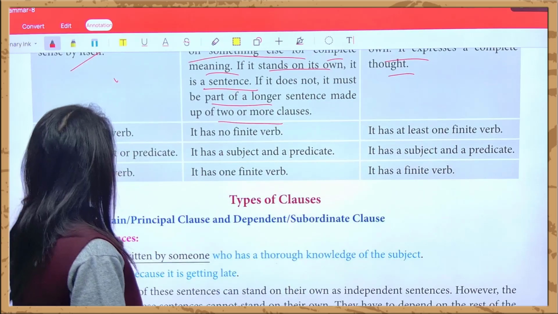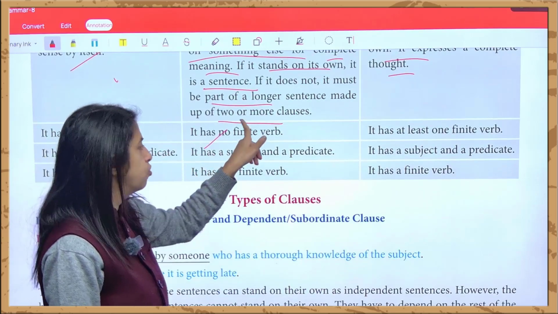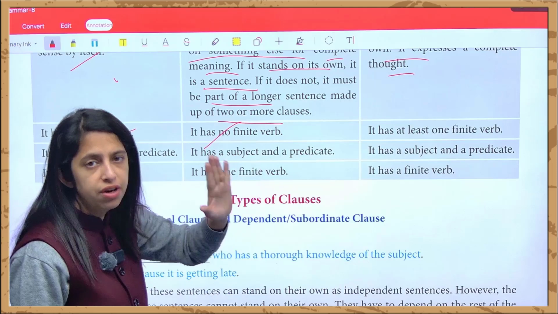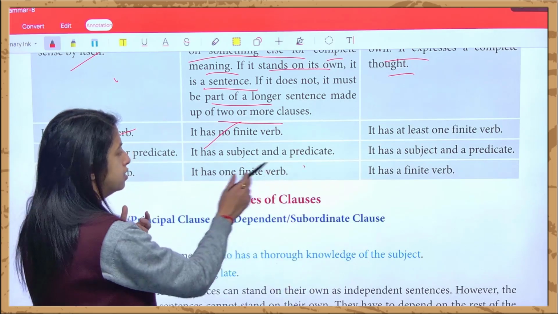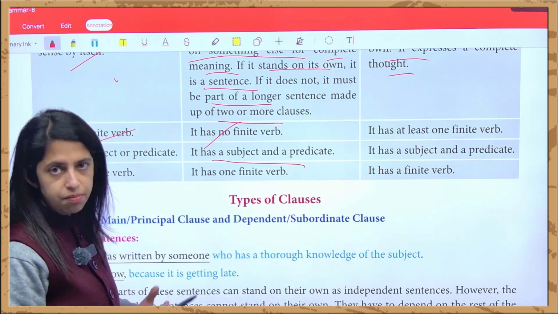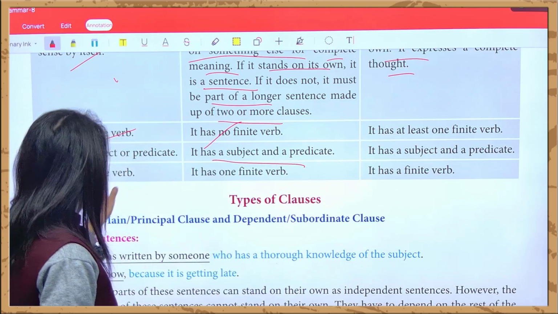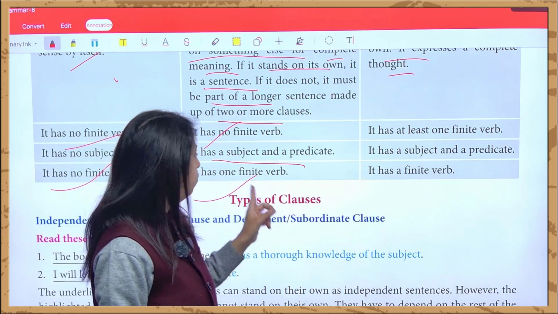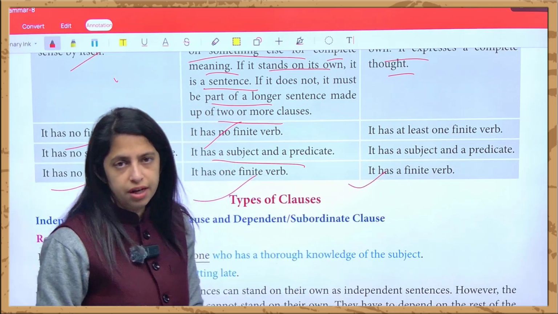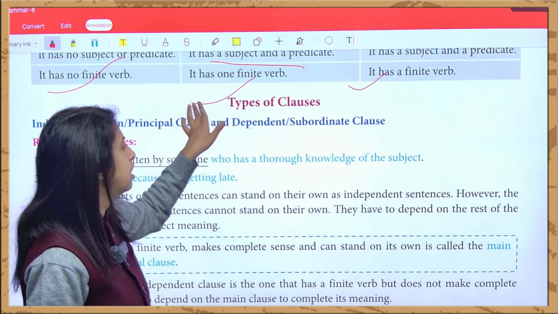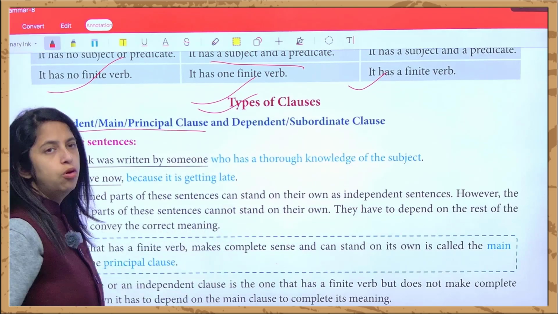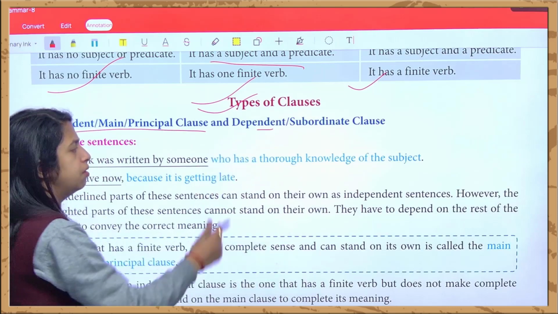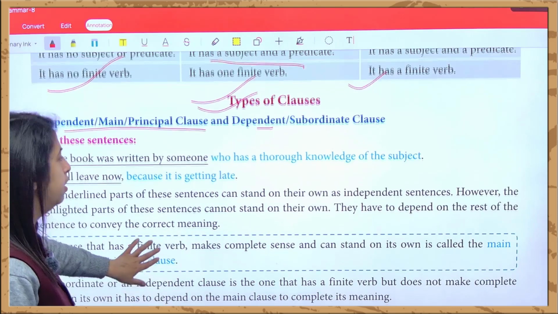Next, इसके पास कोई finite verb नहीं है, इसके पास at least एक finite verb है, right? It has no subject or predicate. इसके पास भी होता है और sentence के पास तो है subject और predicate. It has no finite verb. It has only one finite verb और इसके पास भी finite verb होता है. This is the type of clauses. First clause is independent, तो मेन और प्रिंसिपल क्लॉज बोलते हैं, और डिपेंडेंट और सबऑर्डिनेट क्लॉज.